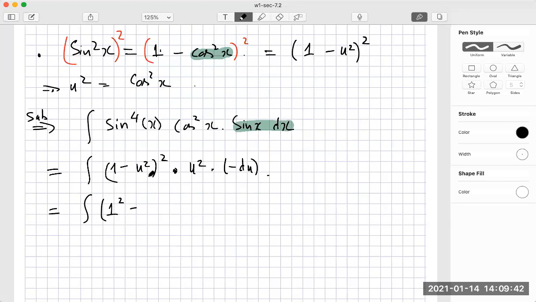The binomial theorem tells us that this perfect square becomes 1 square minus 2 times 1 times u squared plus the second guy here, square, which is u to the 4th. Everything multiplied with u squared, and here negative du, we can write it as du, and the negative sign, let us put it here in front of the integral, okay? So this is the whole parenthesis multiplied with u squared. What should we do?